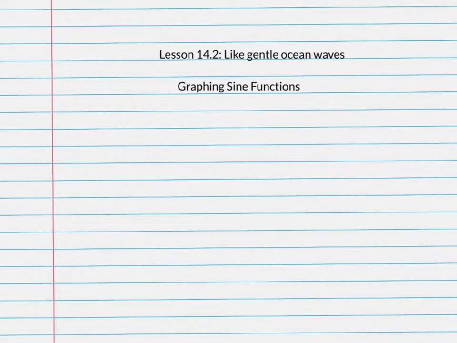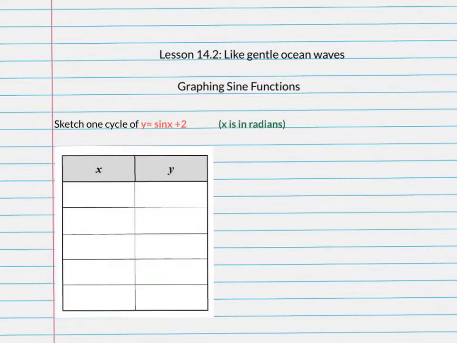In today's lesson, we will introduce how to graph other sine functions that show, in addition to reflection across the x-axis and vertical dilation, a vertical translation, upward or downward. We will take a new example, y equals sine x plus 2, where x is in radians.